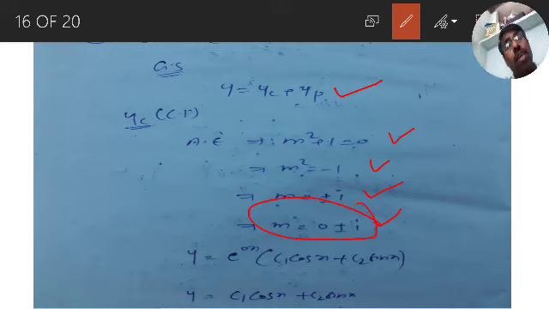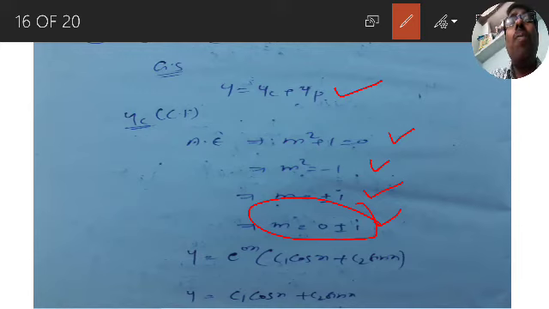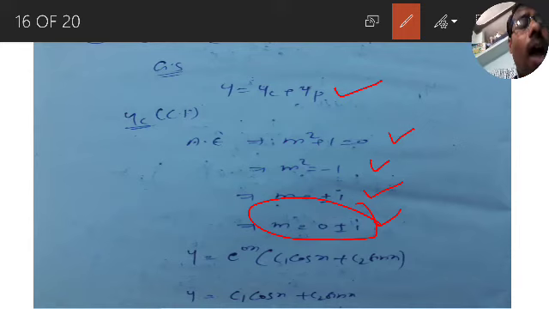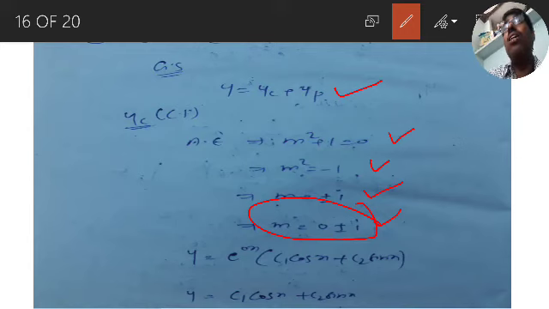0 plus or minus i. The roots are complex. If the roots are complex, for example, alpha plus or minus i beta, then what is the general solution? It is e power of alpha x into c1 cos beta x plus c2 sin beta x.